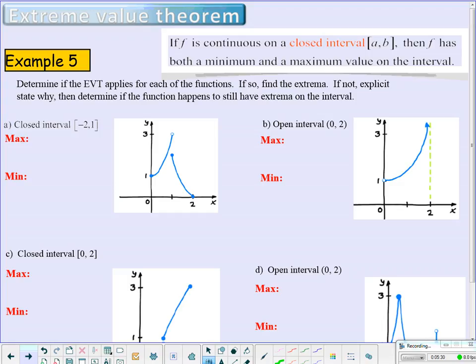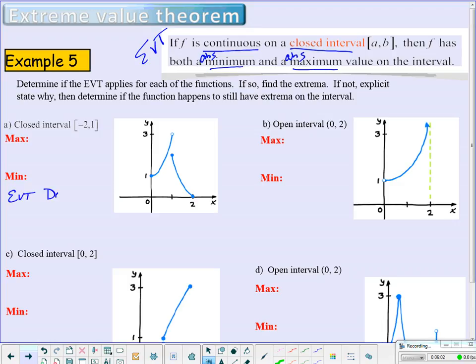If f is continuous on the closed interval, and it's got to be continuous, this is really the EBT, isn't it? Extreme value theorem, that f has both a minimum and a maximum. When they just say min and max, we're talking absolute min, absolute max. Often they'll just shortcut it to say min and max. All right, so on this closed interval, can I apply the EBT?